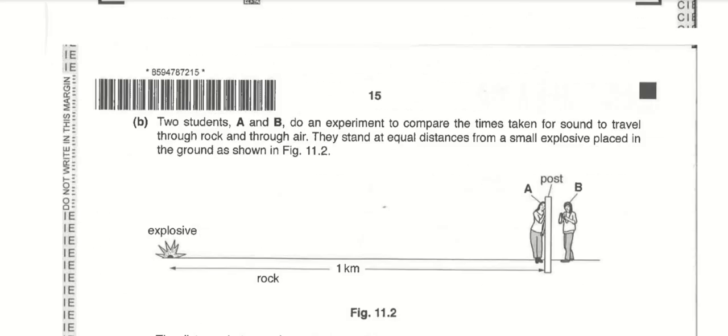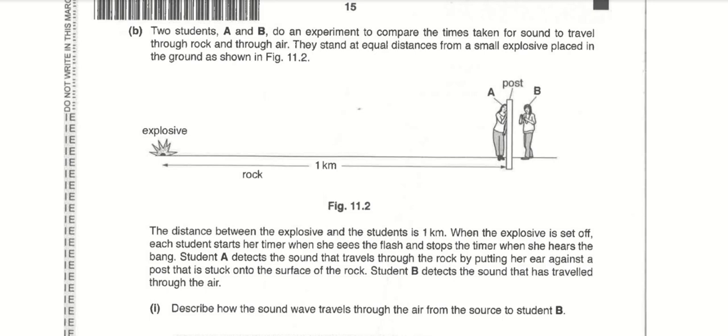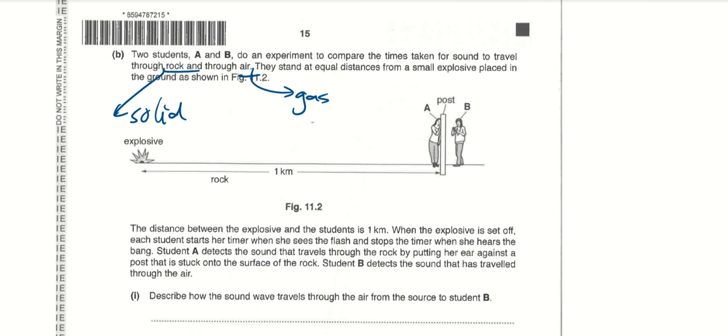Now, next, they do an experiment to compare the time taken for the sound to travel through rock and through air. Rock is what kind of substance? Solid. Air? How are the particles in the air arranged? Far apart, randomly moving. How about in solid? Close together, and in fixed position. So, very lengthy. The distance between the explosive and the student is now 1 km.